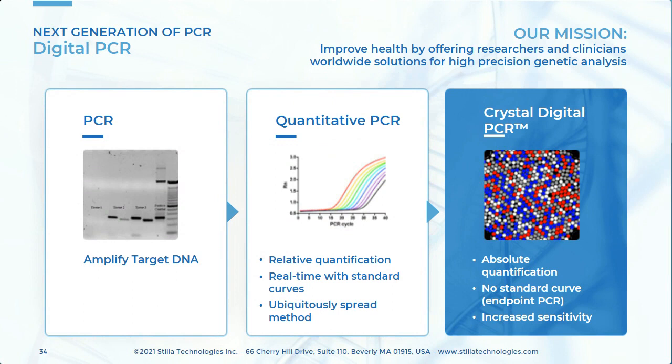PCR is fundamental to genetic analysis and has gone through a technological evolution over time. Traditional PCR was invented in the early 1980s and was the first demonstration of DNA amplification. This first generation of PCR provided a qualitative analysis or simple visualization of a specific DNA target when run on an agarose gel.